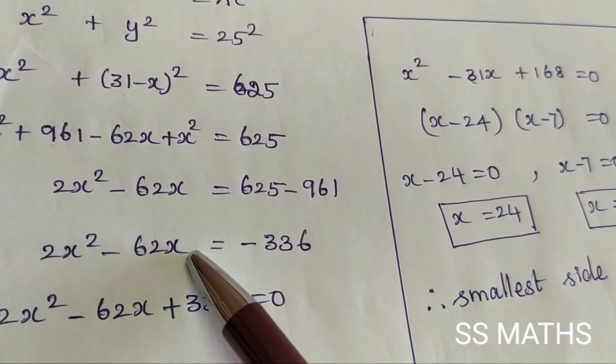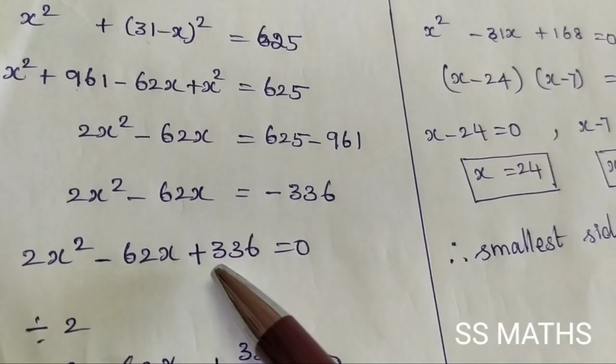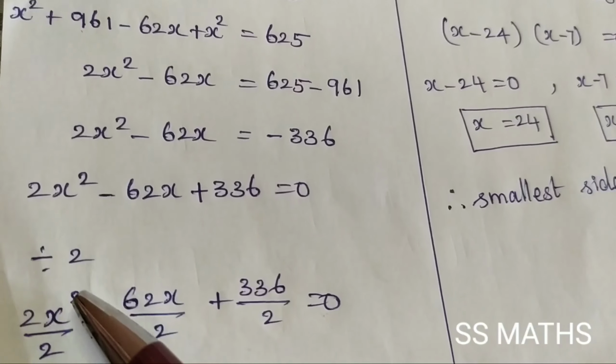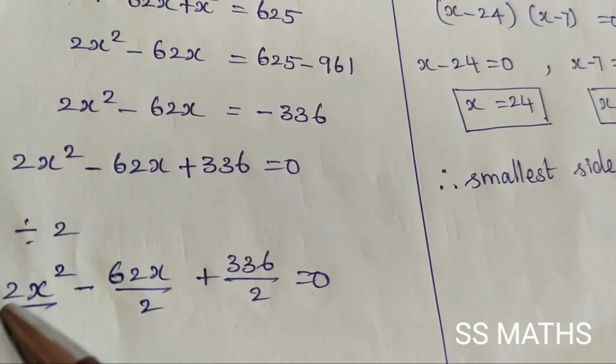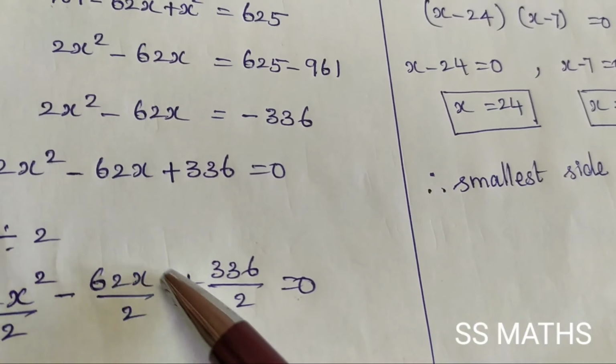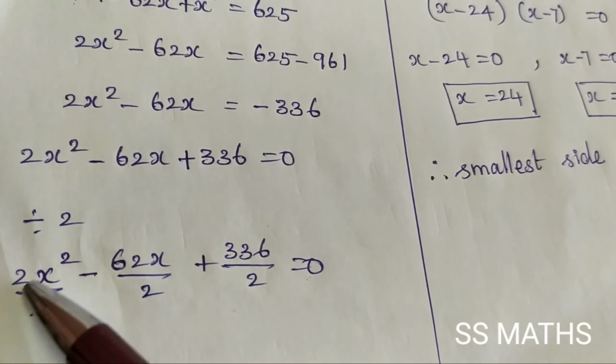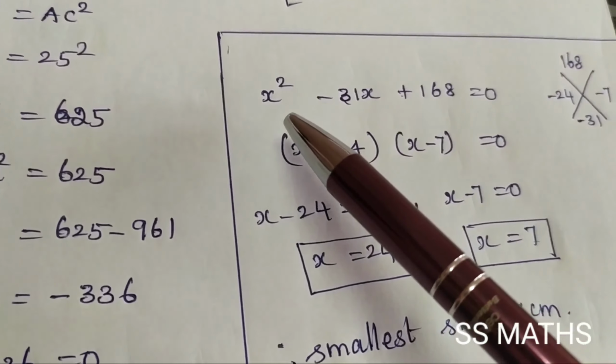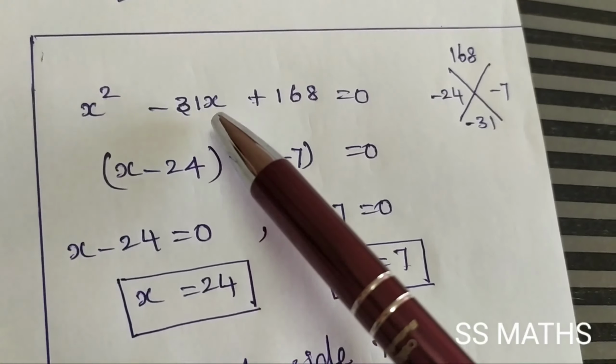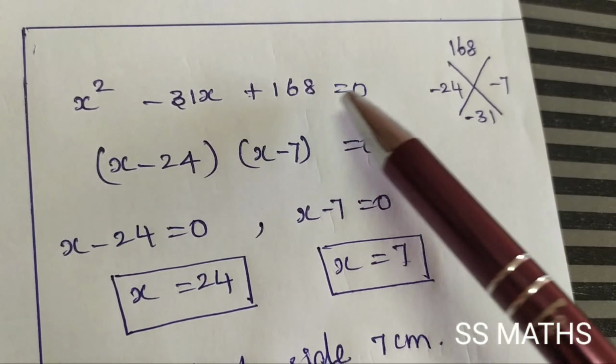The equal to varla minus change to plus. Next the given equation full ah 2 divide pannikalam. 2x square divided by 2 minus 62x divided by 2 plus 336 divided by 2 equal to 0. If I strike out panna, x square minus 31x plus 168 equal to 0.